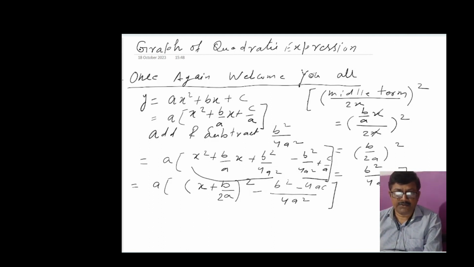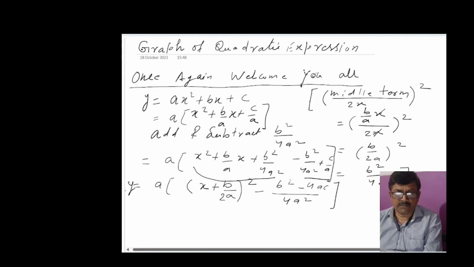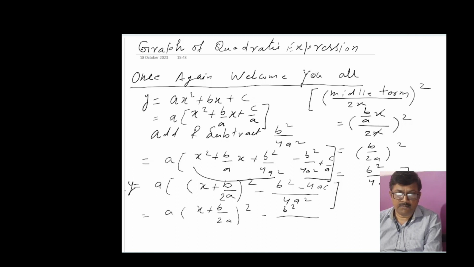Okay. Clear to you? Now what will I do? Multiply by this a inside. So this will be a(x plus b upon 2a) whole square minus (b square minus 4ac) divided by 4a, multiplied by this a. Correct?